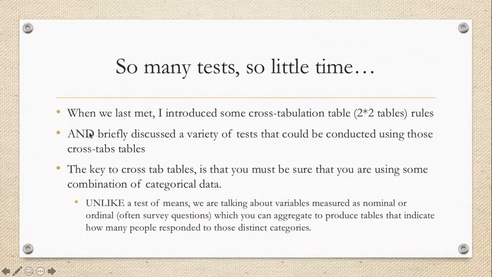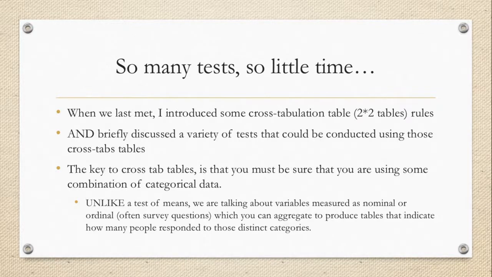So, the last time we met, we quickly talked about cross-tabulation table rules. Actually, I think we spent quite a bit of time on that. The nature of putting together 2x2 tables, some basic rules about titles and where the dependent variable goes, all of that sort of stuff. So this time we're building off of those cross-tabulation tables.